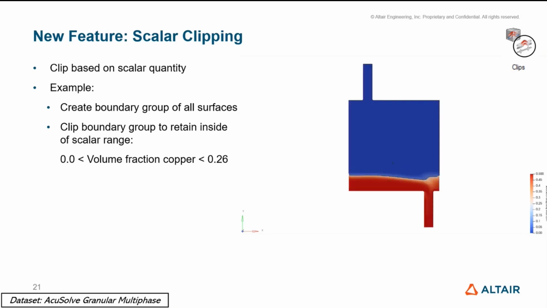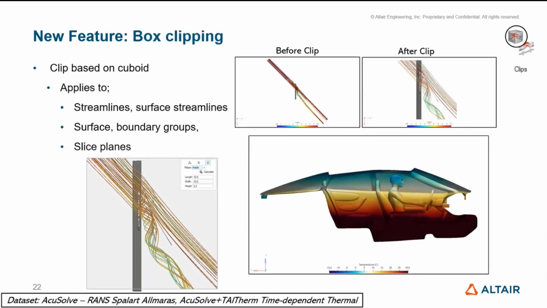It's been around for at least one release now, but we have just made sure that it functions correctly, and then it's also available now on these derived entities instead of purely boundary groups. We also added a new feature for clipping, which is called box clipping. So the basic premise here is that you're able to clip any boundary group or derived group based on a cube.